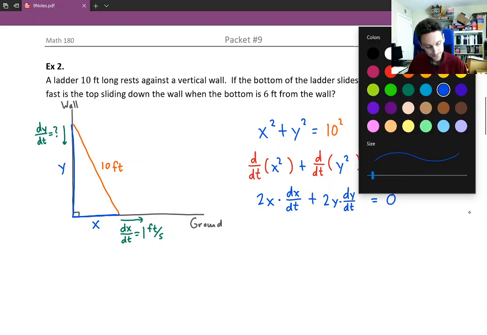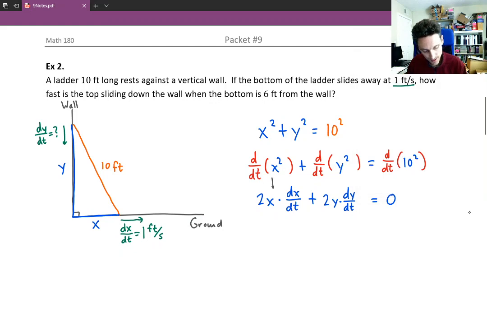Another chain rule. So this is chain rule, and this is another chain rule. I'll write rule in there. There. Now what we're looking for is dy dt. So we're looking for dy dt.